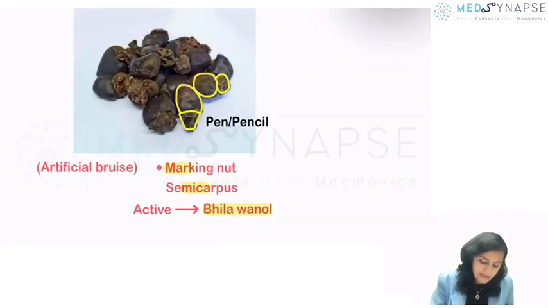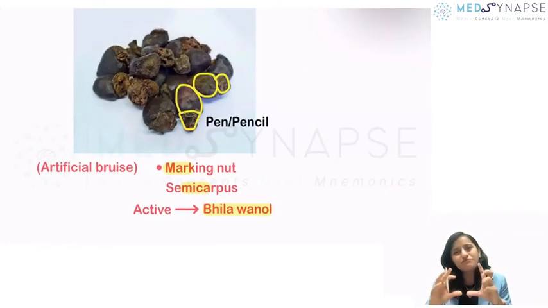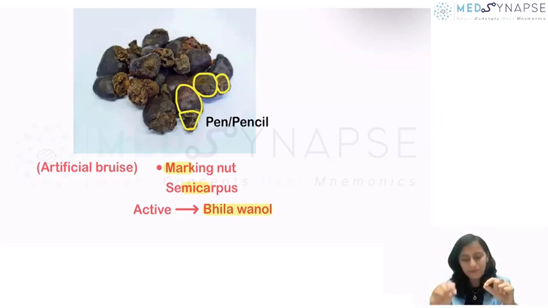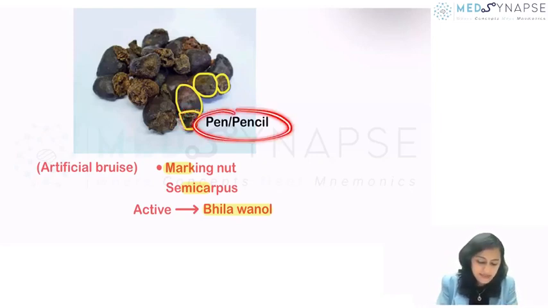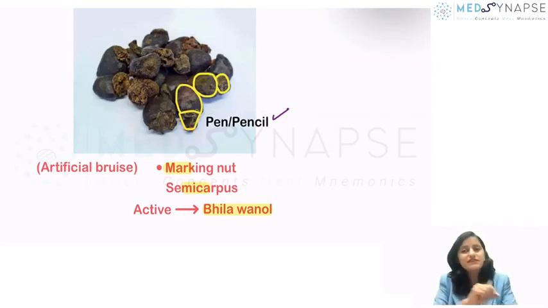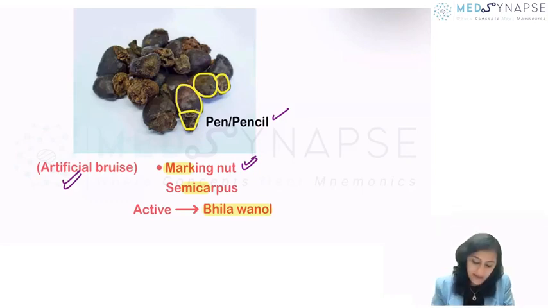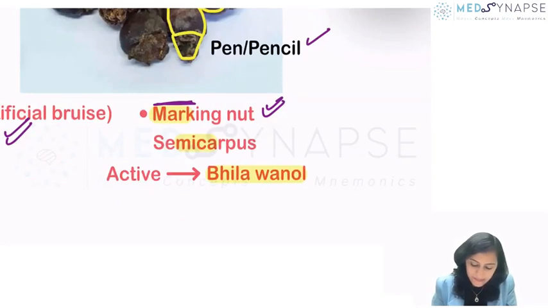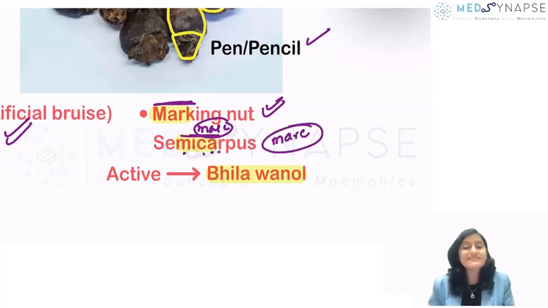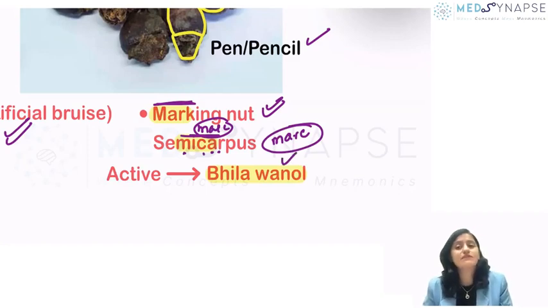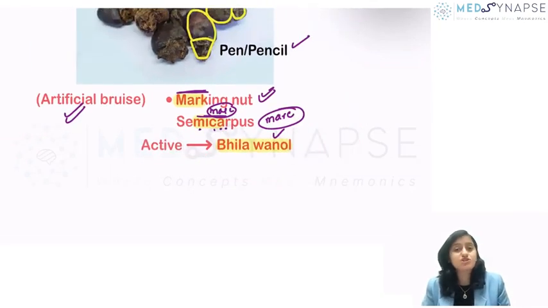Next one, very, very important, the seed which looks like a pen or a pencil. You know, the fountain pen, the ink pen which has the nib, or a pencil which is sharpened. So this looks like a pen or a pencil. We use the pen to make a mark. So what is this used for? Making artificial bruise, to make a mark. This is called marking nut. So the nut which looks like this pen or pencil is the marking nut. Remember, MARC, marking is MARC in the semicarpus. The active principle is bhilawanol. This is used for making artificial bruise.